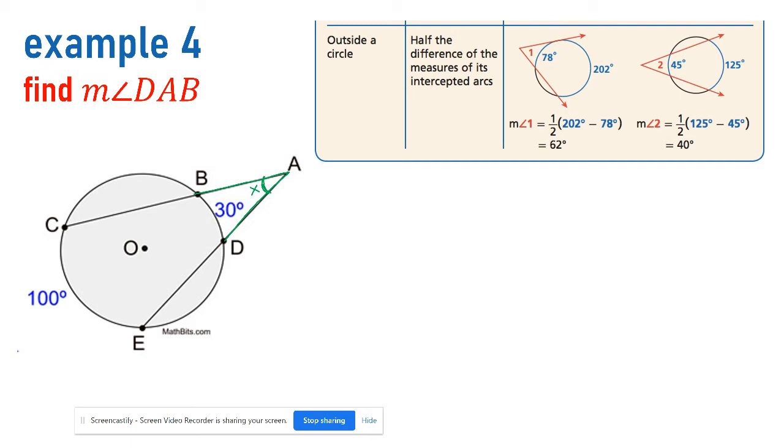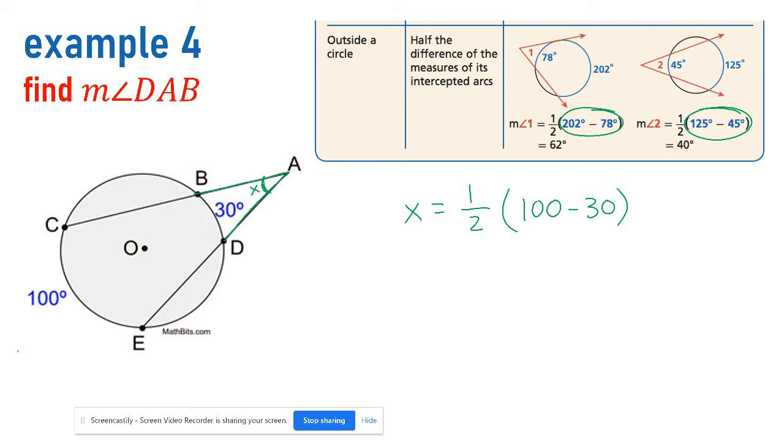So now I'm looking at my formula for this. And what you do here is you still multiply by 1/2. But instead of adding the two arcs together and taking their average, you subtract the two arcs. So what we're going to do here is start with the angle x equals 1/2. Then we're going to take the two arcs and subtract them. You always want to start with the biggest arc, which is, in this case, 100, minus the smaller one.